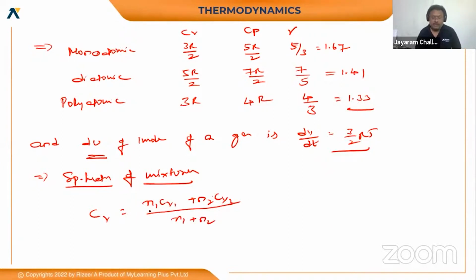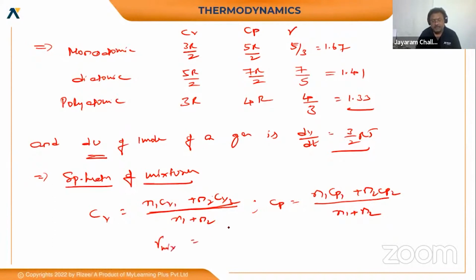So this is the relationship for Cv, and similarly Cp of the mixture will be equal to N1 Cp1 plus N2 Cp2 by N1 plus N2. From this, gamma of the mixture can be written as Cp of the mixture by Cv of the mixture. So this is the basic thing regarding mixtures of gases.